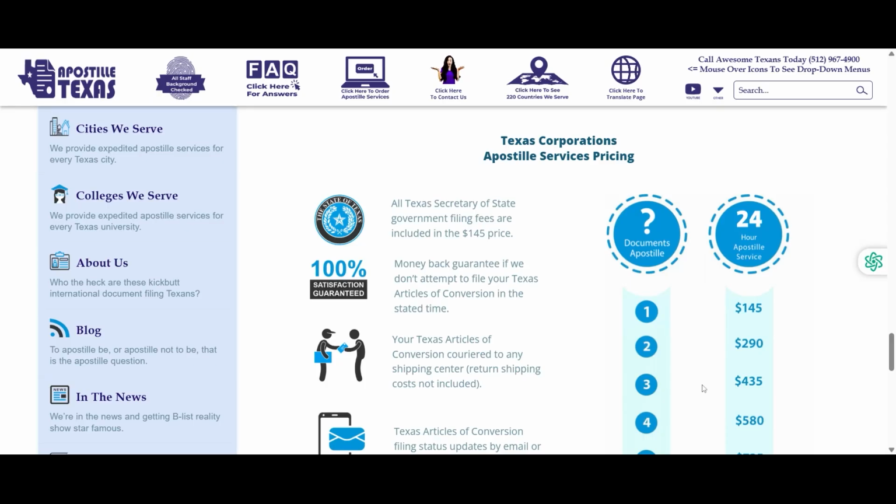So the price is $145 per document on the corporate side. And that includes all the filing fees. So you don't pay any filing fees. You don't send us extra money. You don't do the Texas Secretary of State corporate application. You don't do any of that. You just fill out our order form.